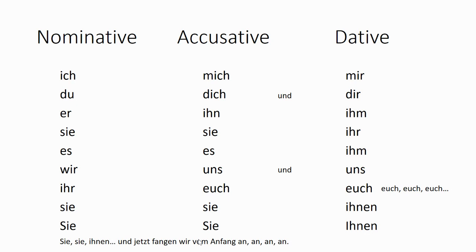Ich, mich, mir, du, dich und dir, ihn, ihm, sie, ihr, es, ihm, wir, uns und uns, ihr, euch, sie, ihnen. Und jetzt fangen wir vom Anfang an.